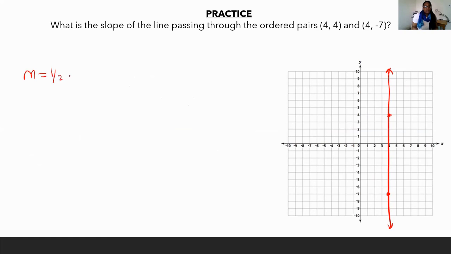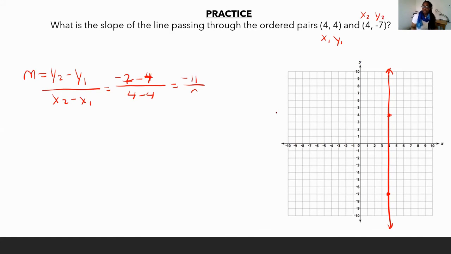Algebraically, we have our y2 minus y1 over x2 minus x1. First point, (x1, y1). Second point, (x2, y2). So that means you have -7 minus 4 over 4 minus 4. So here you have -11 over 0. Can you divide? You're going to say, oh yeah, it's 0. Go ahead, try to put it in any calculator. That means if I did the reverse, 0 times 0 will give me -11.